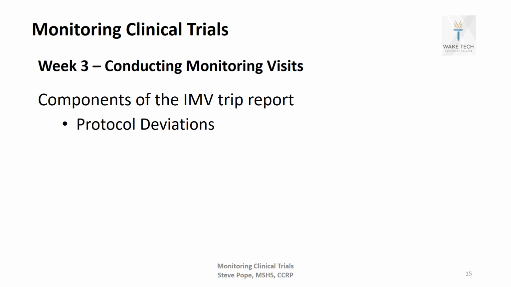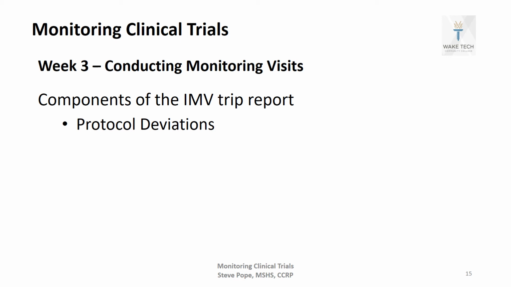Protocol deviations. We all love to think that there won't be any protocol deviations, but it's very unusual for a site not to have some. So you're normally going to find at least a few of them at each of your monitoring visits. These could be fairly minor in nature, or they could be important deviations or highly significant deviations.